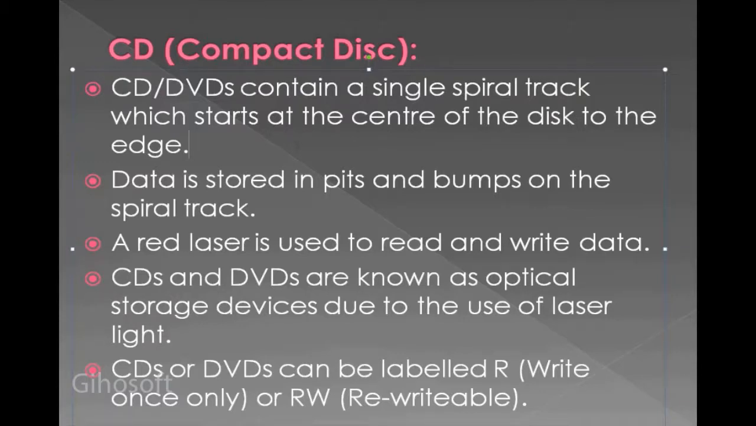They can be labeled R, which means writable or write once only, or RW, which means rewritable. If a CD or DVD has been labeled RW, that means you can write it or change the content on it for up to 5 times. Whereas with the one labeled R, you can only write on it once and then you would not be able to change the data on it.